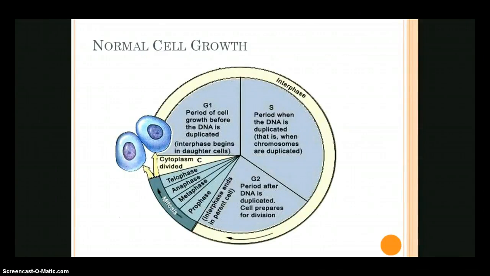Then we have G2, which is the second growth, or GAP2. This is whenever we're preparing for division. Then mitosis is when we have the actual cellular division. That's when we get the two new daughter cells, okay?